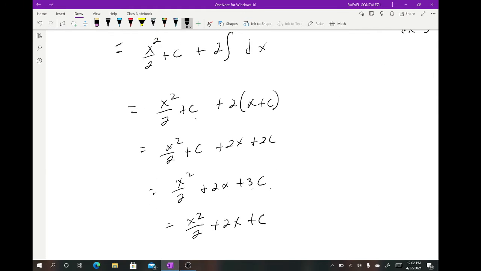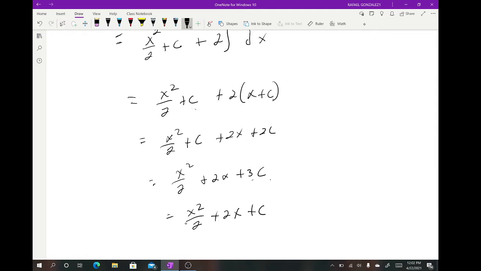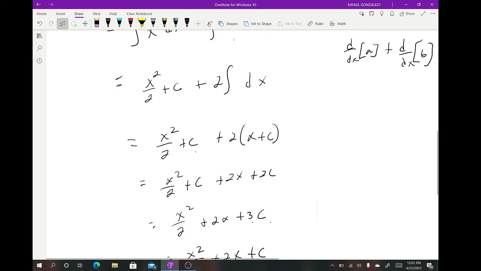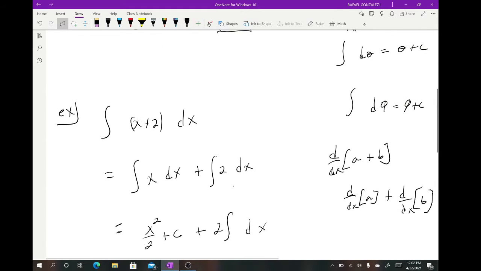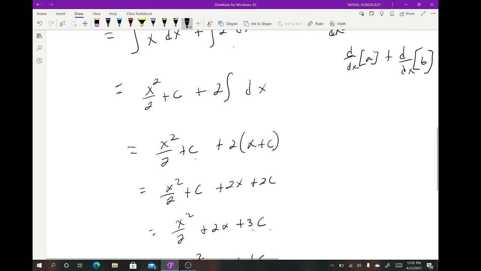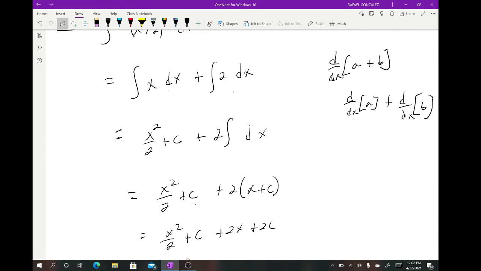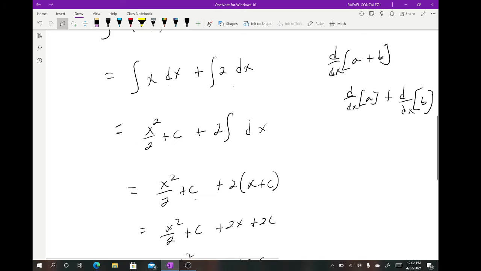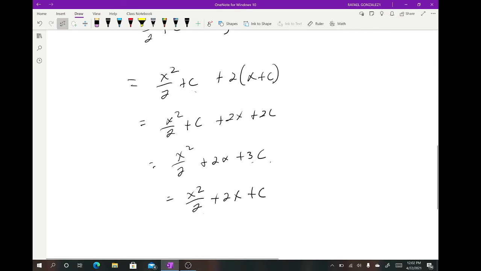Okay, but this is the antiderivative, and if you want to check it, you could check it. If you take the derivative of x to the 2 over 2, you just get x, and if you take the derivative of 2x, you just get 2. So that's in fact what we had, x plus 2. So we can split the integrals up. So this is very useful.